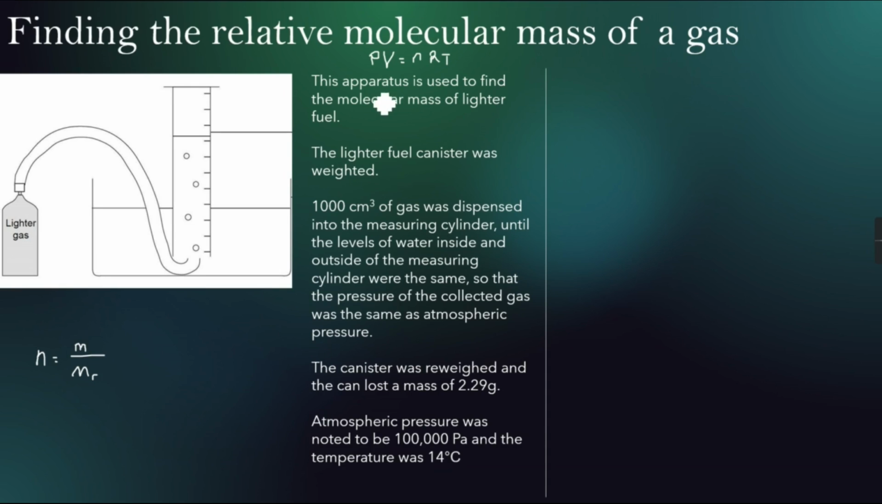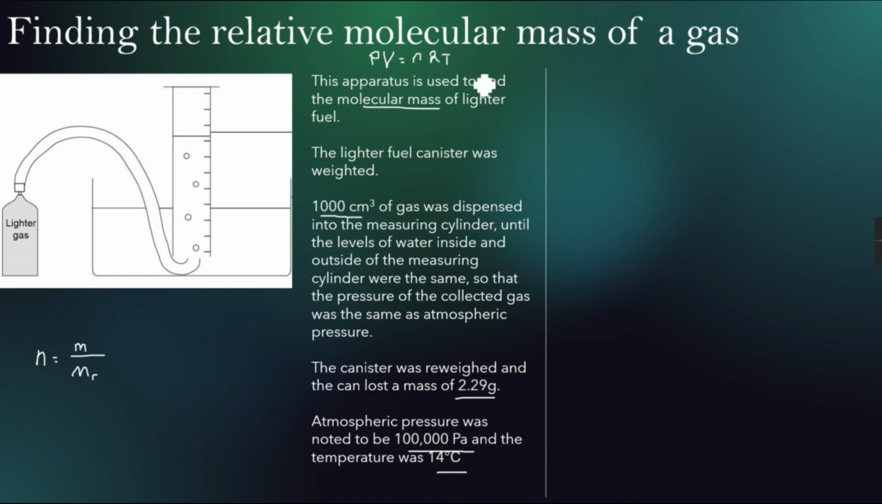So let's go about doing that. So let's look at the question. We've got the apparatus used to find the molecular mass of lighter fuel. The lighter fuel canister here was weighed, and 100 centimeters cubed of the gas was dispensed into this measuring cylinder until the levels of water inside and outside the measuring cylinder were the same, so that the pressure of the collected gas was the same as the atmospheric pressure. So we're looking for equilibrium here, and they've done that. So the canister was reweighed, and we found that it lost a mass of 2.29 grams. The atmospheric pressure was noted to be 100,000 pascals, and the temperature was 14 degrees.